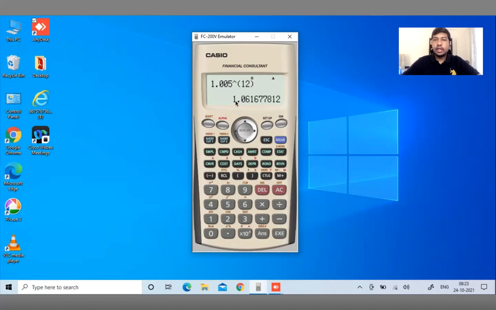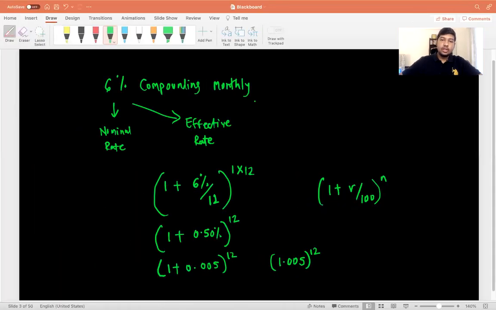What you're getting over here is 1.061677,812. So since you have added 1, you will do a deduction of 1. Once you deduct 1, you will get 0.0616. I will tell you why I deducted 1. And then simply convert that into percentage by multiplying it by 100. So what you're getting is 6.1677%. So the effective answer is 6.1677%. So this is the effective return.